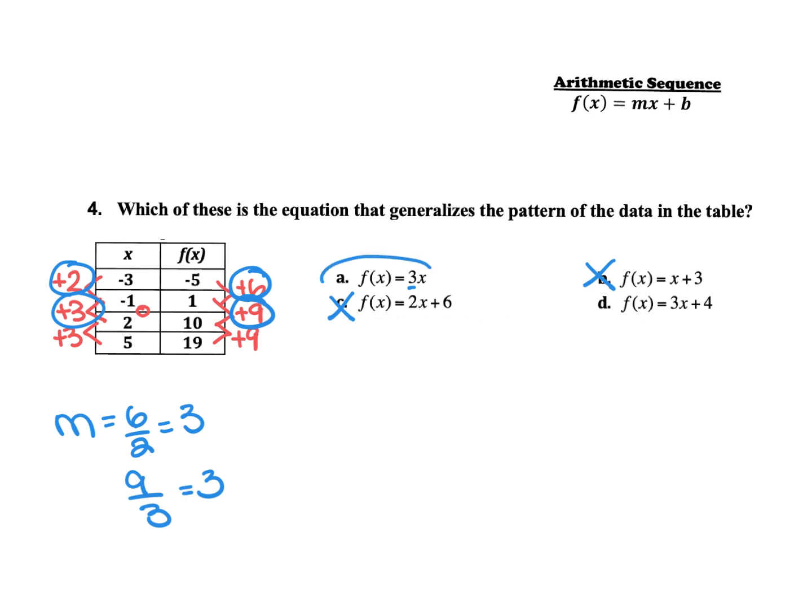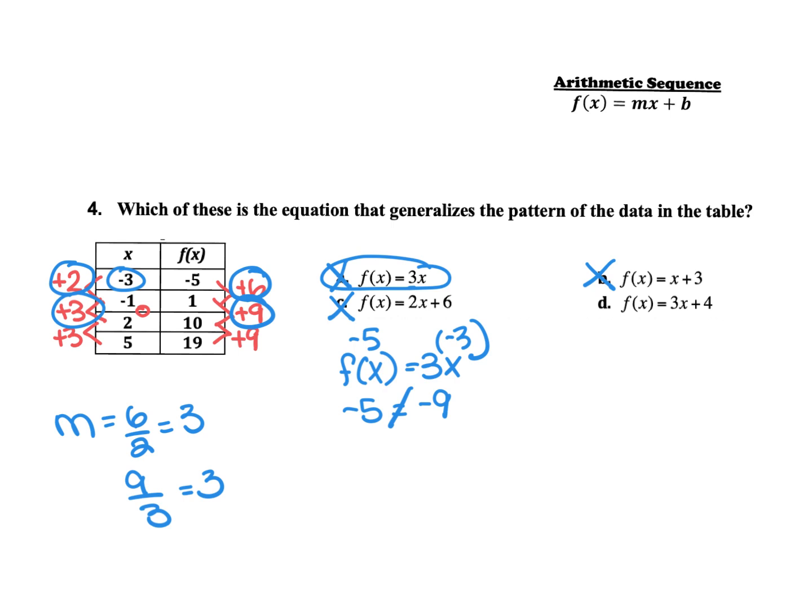So let's try this one right here. If I have f of x is equal to 3x, well, let's plug in this negative 3. And for the f of x, I had negative 5. So is negative 5 equal to 3 times negative 3, and that's going to be negative 9. Well, when you find that one of them doesn't work, you know that it's not going to work as your sequence or your pattern. So we know it's not going to be A.